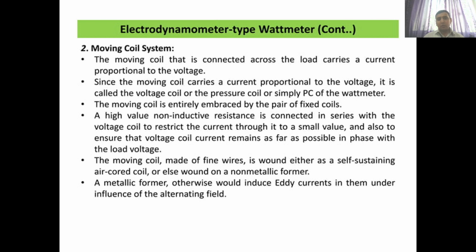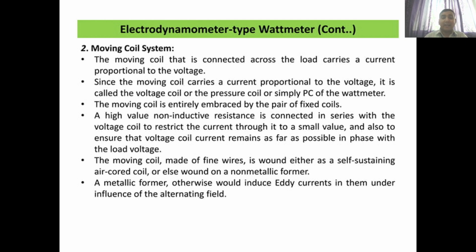Now talking about the second part, it is called the moving coil system. The moving coil system is used for measurement of voltage as a pressure coil. The current through this moving coil or pressure coil is proportional to the voltage. So we also call it a voltage coil, pressure coil, or voltmeter. It is surrounded by the fixed pair of coils, and it always sits in between the two fixed coils.